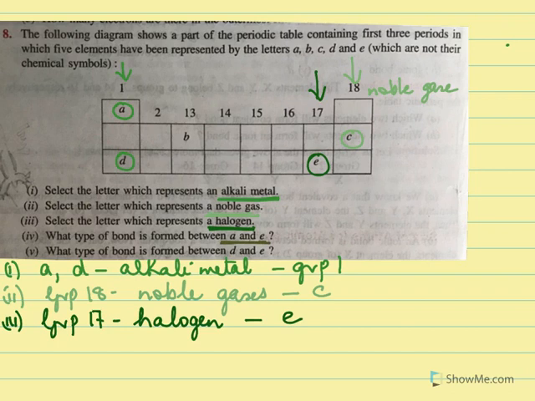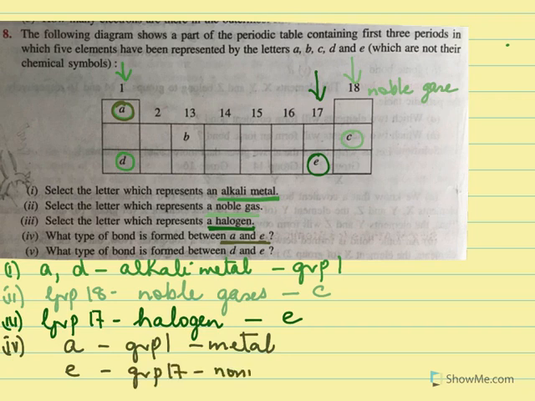Now what type of bond is formed between A and E? So we've got to see, is it metal or non-metal? A is right in the group 1. So A is a metal, and E is in group 17. So it is a non-metal. And now you know what kind of bond is formed between a metal and a non-metal. So the bond formed is ionic. Ionic bond.